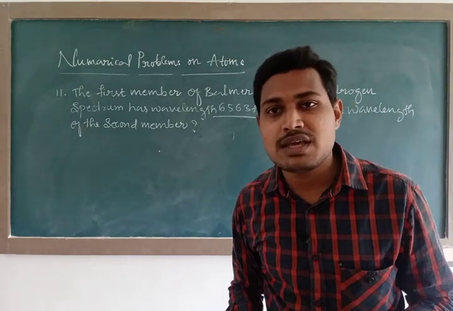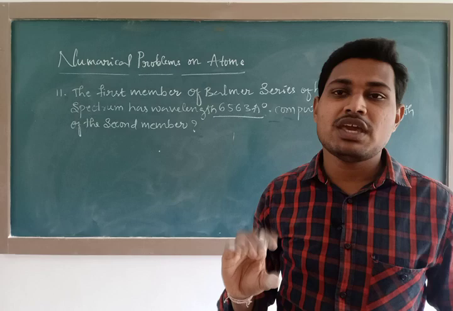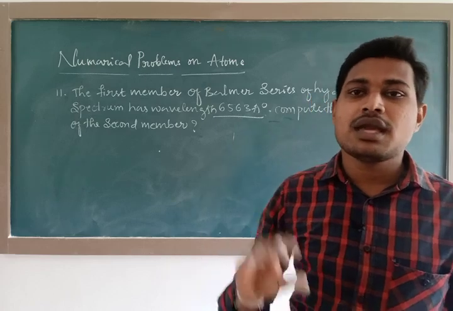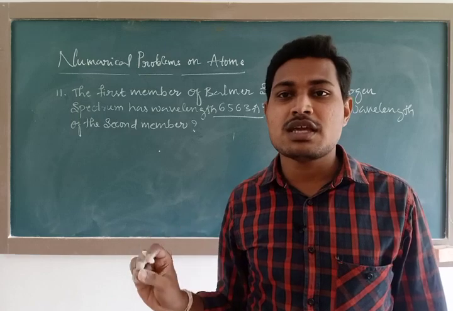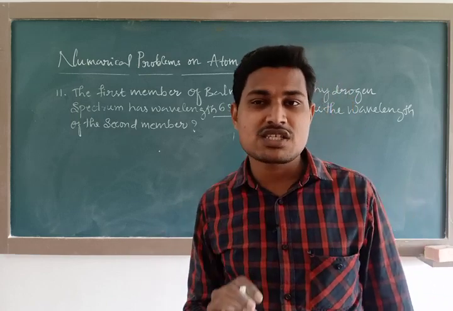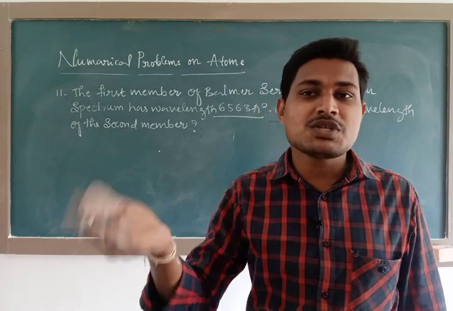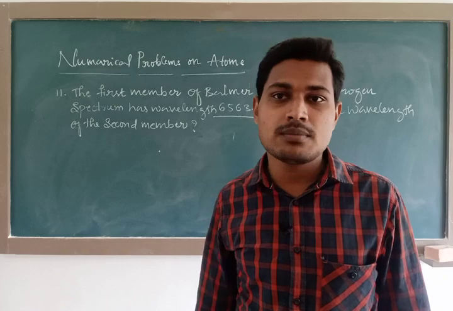What is Balmer series? When an electron jumps from a higher orbit to the second orbit, we call it the Balmer series. We can observe a spectral series in the visible region. We call it the Balmer series. And which is the first member of Balmer series? Transition from 3 to 2 is the first member. That is H alpha, we call.